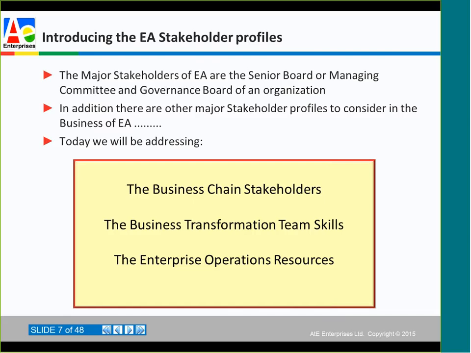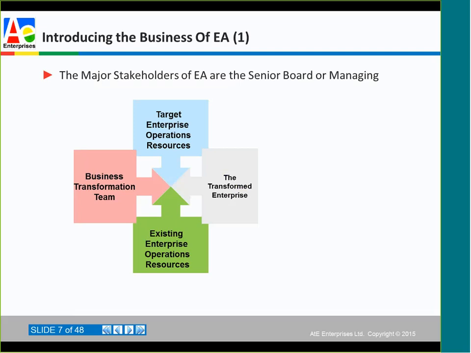So there are basically 4 business groups in the business of EA to consider. Firstly, you have the business transformation team. There is always a team of people in the business who are proactive or actively interested, let's say, in what is going to happen to transform their business.